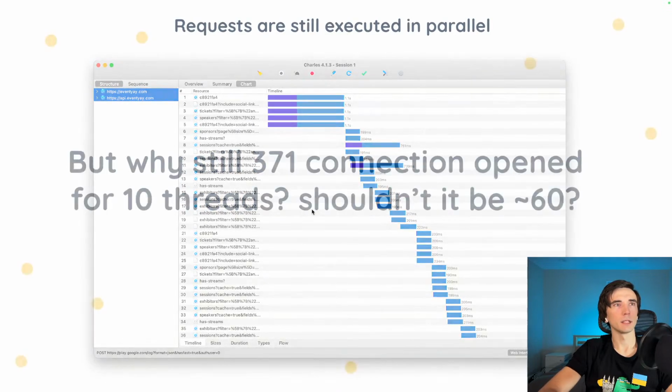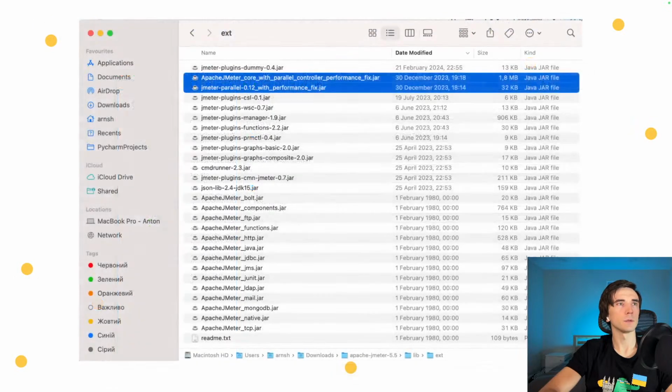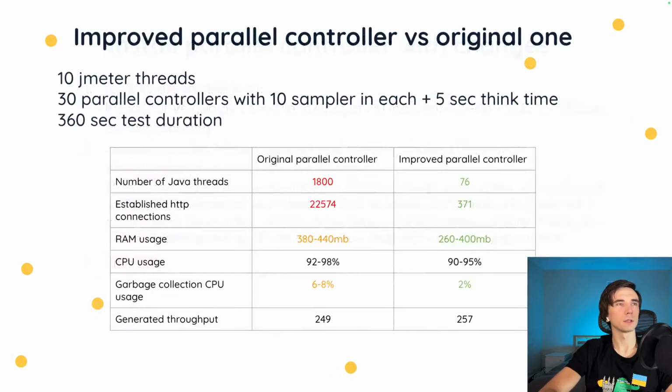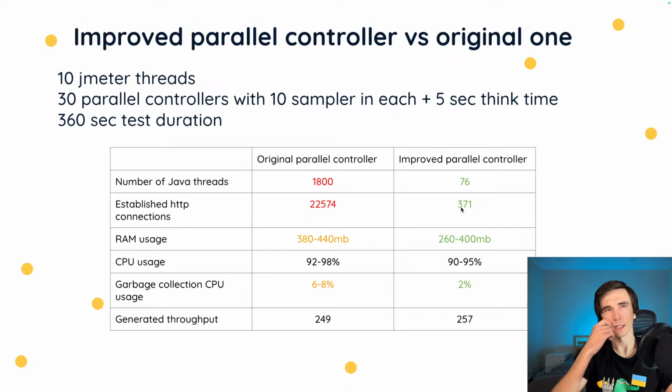Let's get back a little bit. Yeah, I dropped that slide. So let's get back to the table, because somebody may notice and ask a question. Yeah, we have a significant improvement in established HTTP connections. Instead of 22,000, we created only 371. But why have we created 371 connections during a 6 minute test?